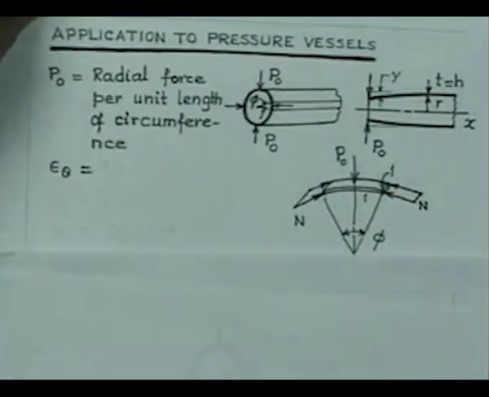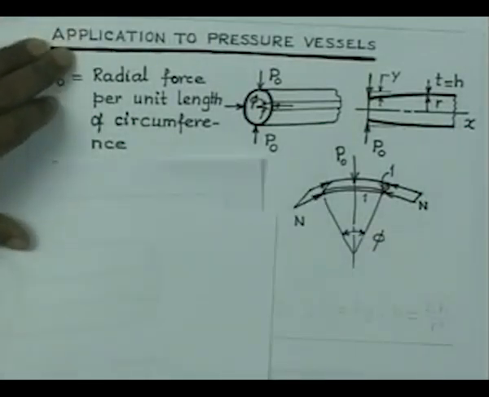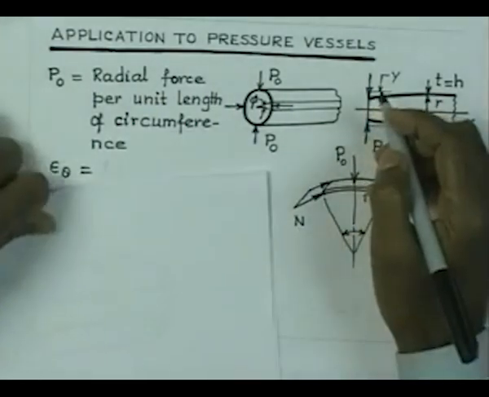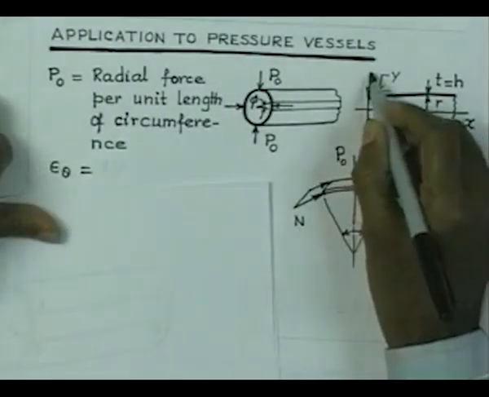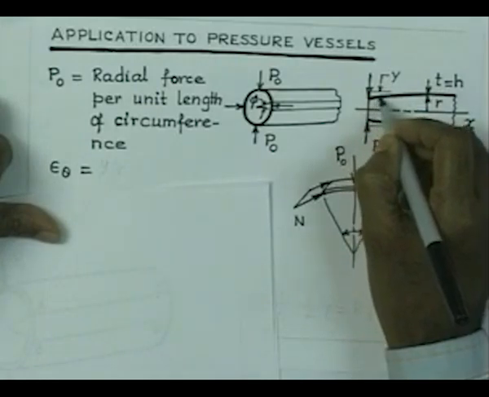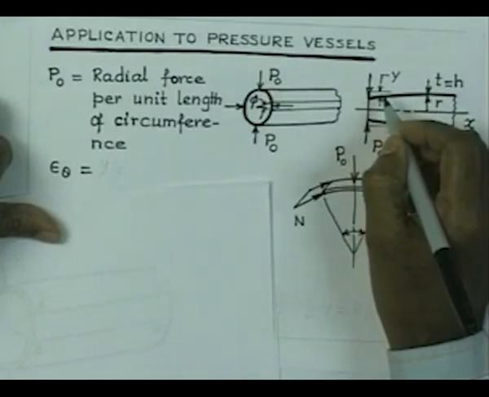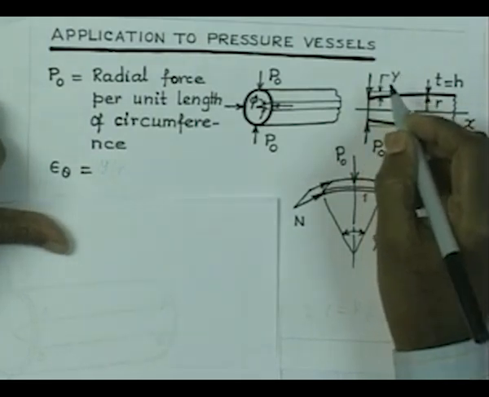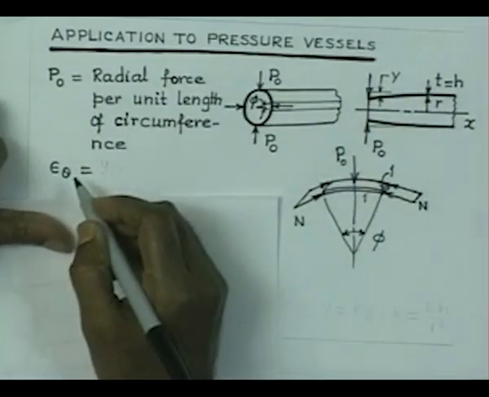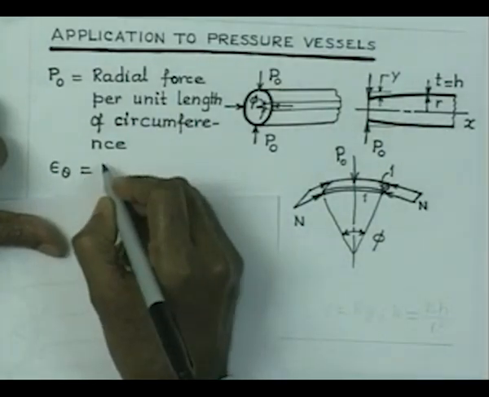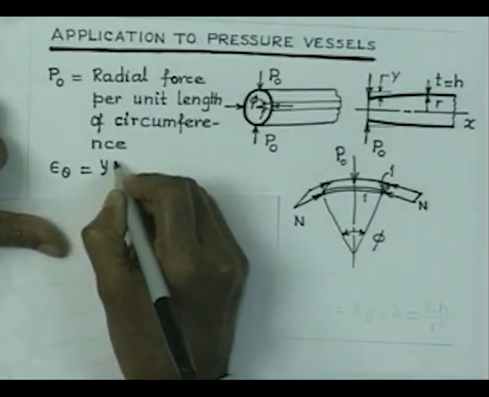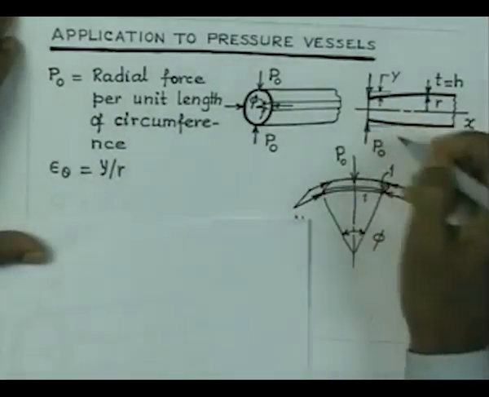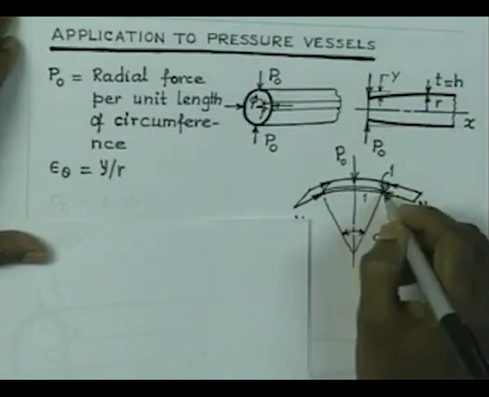When you consider that the cell has contracted, let us say this is my origin, and at a distance x, the radial movement of the wall is equal to y. Therefore, now it is an axisymmetric problem. So, we can write the strain in the circumferential direction: it is nothing but the radial movement, which is y, divided by the radius of the vessel. That is epsilon theta, and this strain is in the circumferential direction.